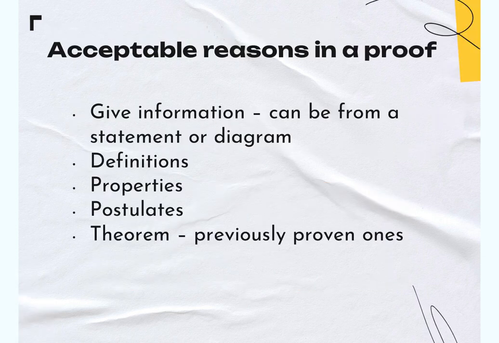These are what is acceptable to be used as a reason in a proof. The given information, that should say given information, and this can be from a statement or from a diagram. Definitions that we know about segments or angles, properties, postulates, and theorems that are previously proven.